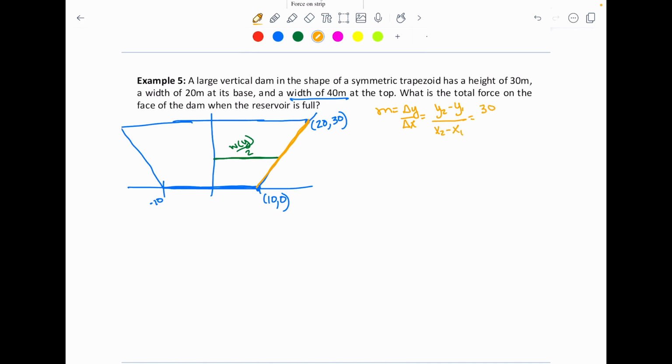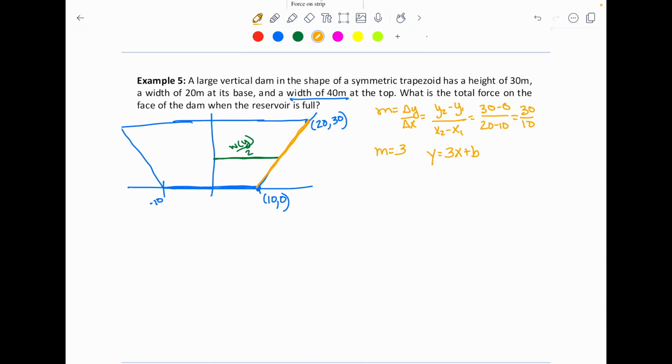So we've got 30 minus 0 over 20 minus 10, so we've got 30 over 10. In other words, our slope is 3. I know a lot of my students like to use y equals mx plus b. Sometimes it's a little more work, but it's not too bad. All right, y equals mx plus b. So we just need to figure out our b value.